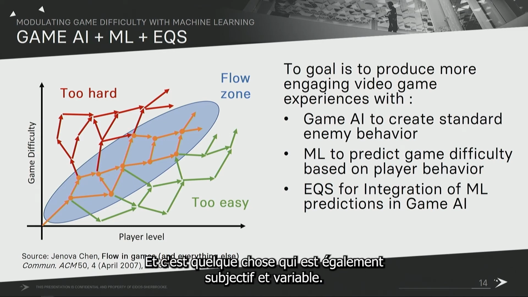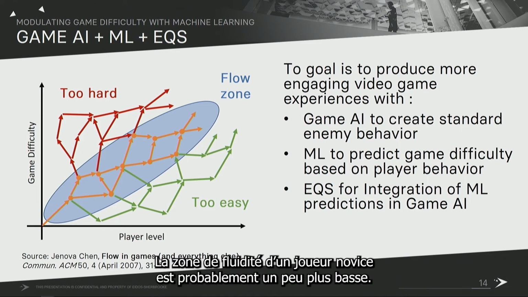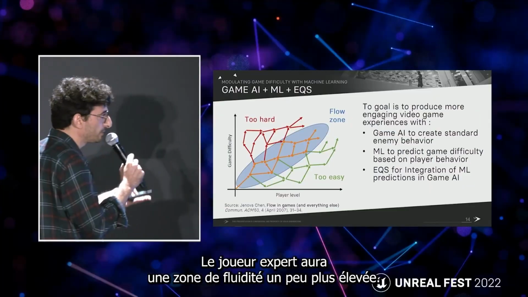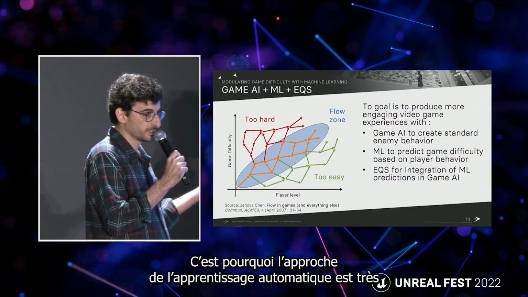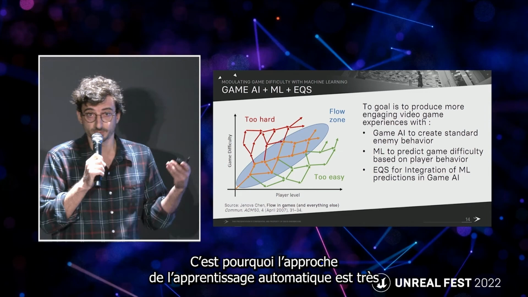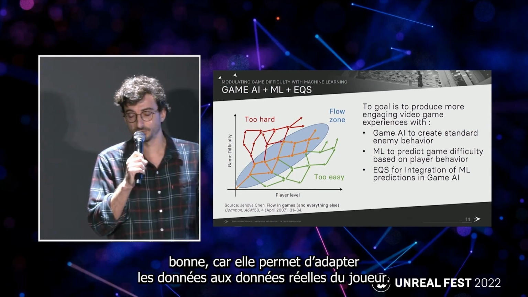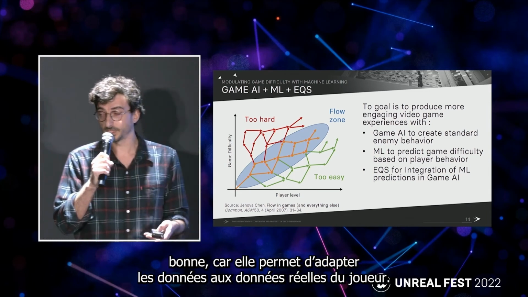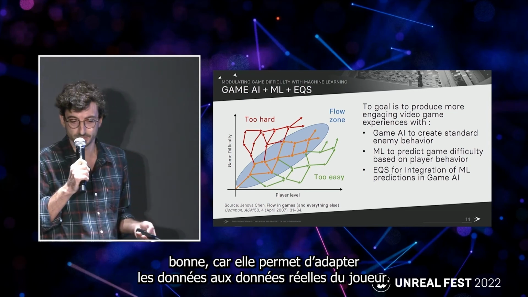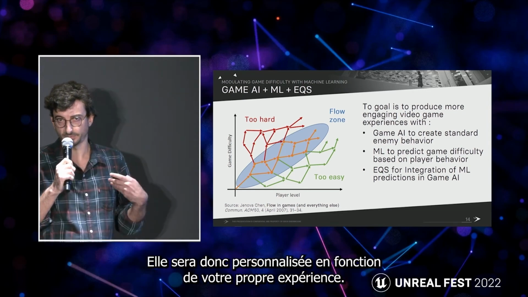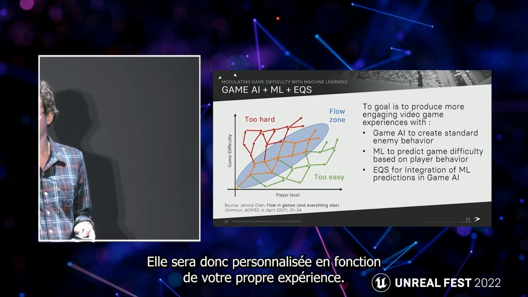And that's something that is also subjective and varying. Novice players probably have their flow zone a bit lower, expert players will have their flow zone a bit higher. That's something that varies from player to player, so that's why machine learning approaches are very good, because you can feed in the actual player data. So it will be personalized based on your own experience.